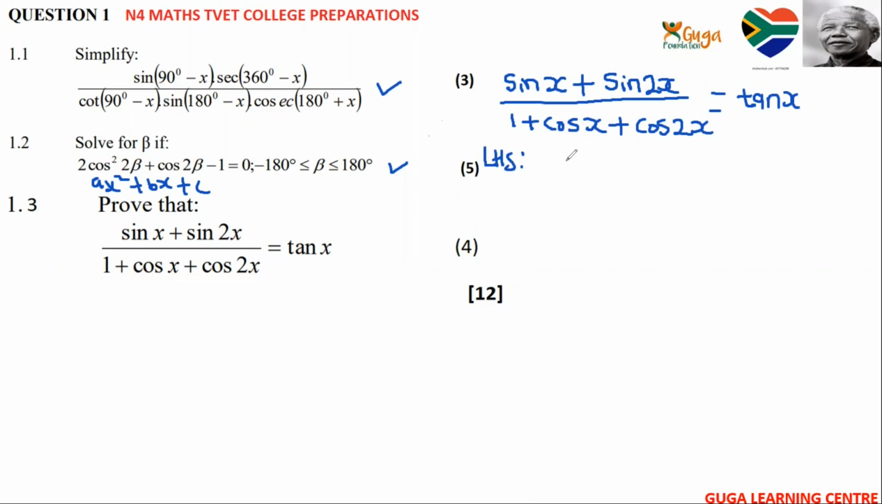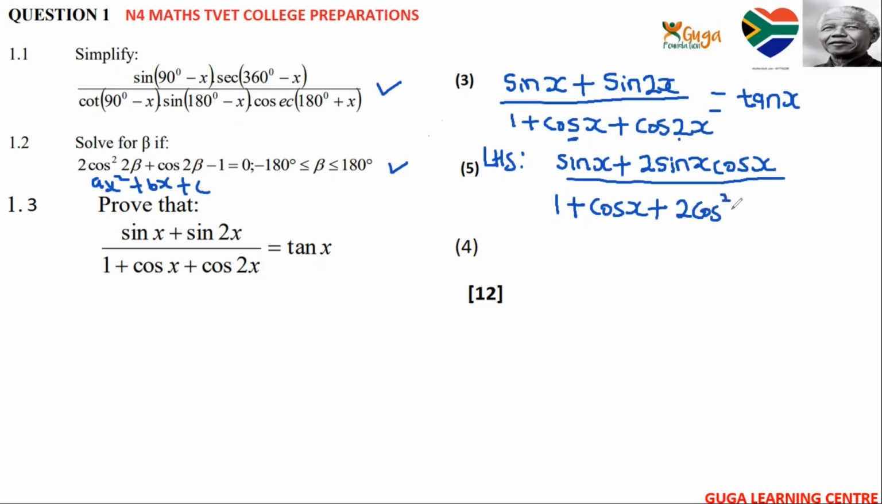So here we are going to have sin x plus, so this is a double angle identity, which is equal to 2 sin x cos x, all over 1 plus cos x, right? Plus, also here, this is a double angle identity. And then you have to know which one you are choosing. We're going to choose the one which has got cos, so that this cos and this cos will simplify out. I'm saying that we're going to choose this one, 2 cos squared x minus 1, because here already we have got cos. This was just a hint. So we have to choose the one which has got cos.